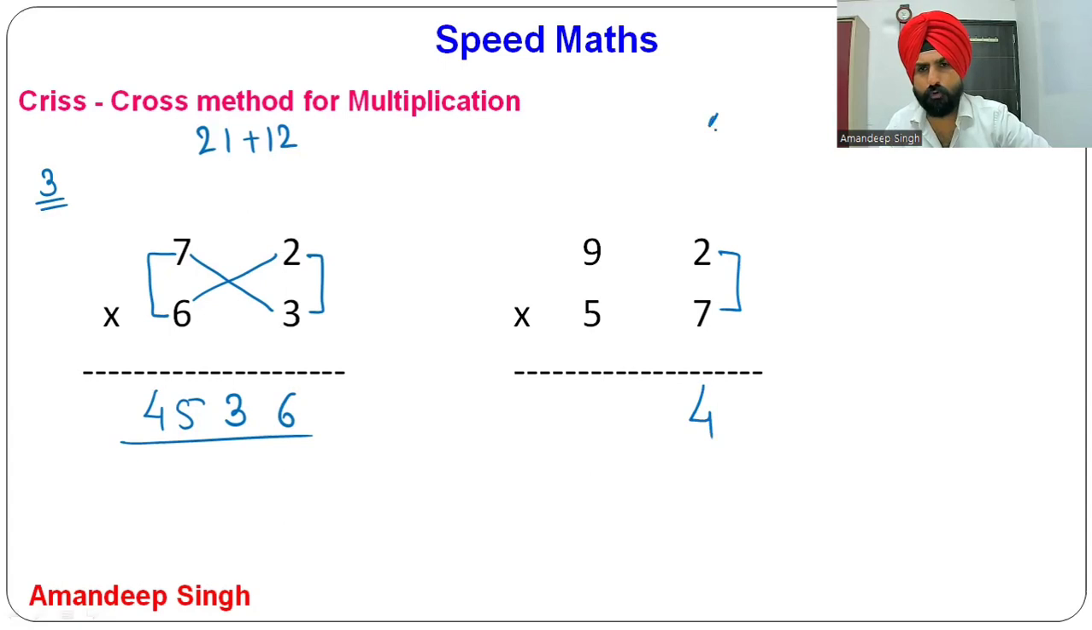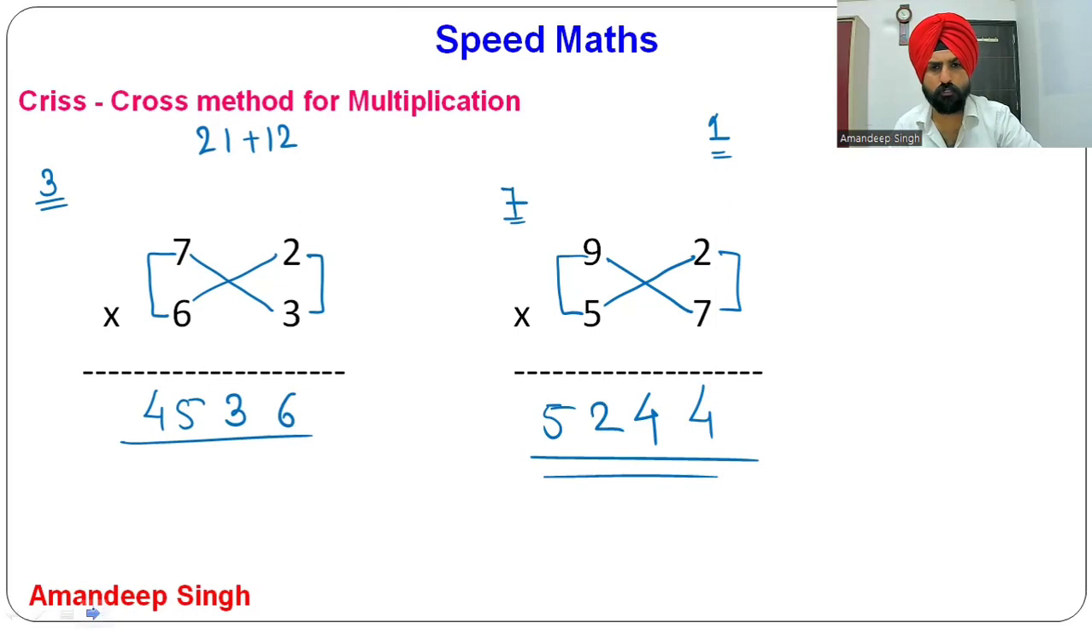So 7 2s are 14. I will write 4. I will have 1 as a carry. 7 9s are 63. 63 plus 10 is 73. 73 plus 1 is 74. I will write 4 and 7 is a carry. 9 5s are 45. 45 plus 7 is 52. So my answer is 5244.